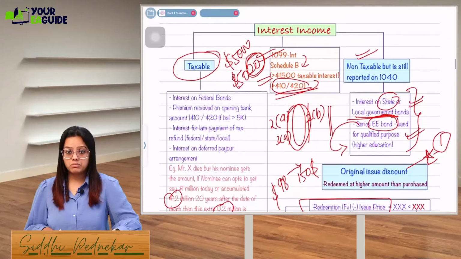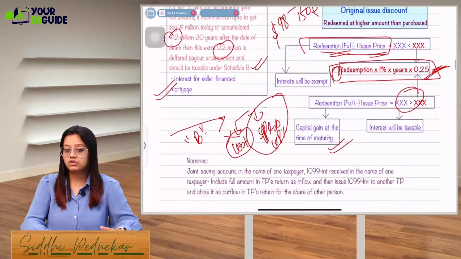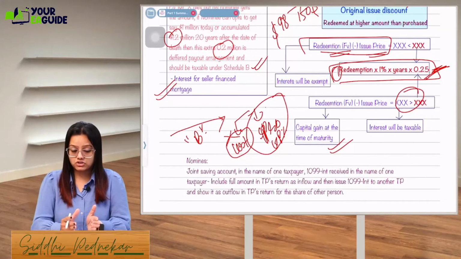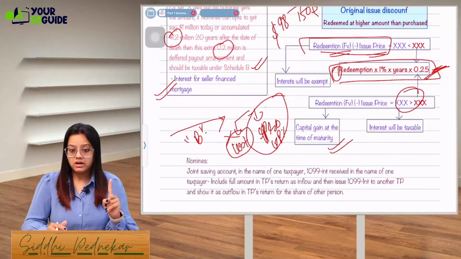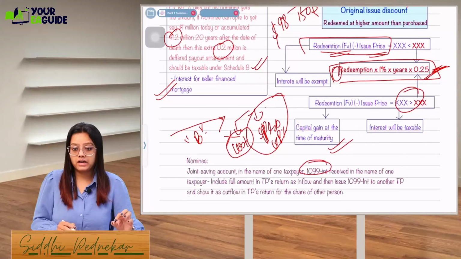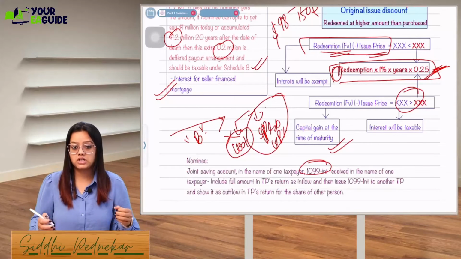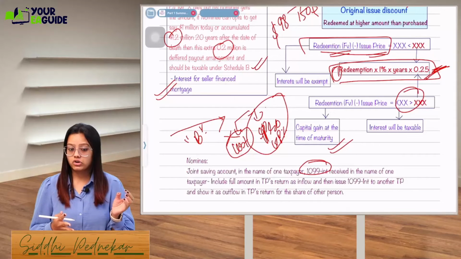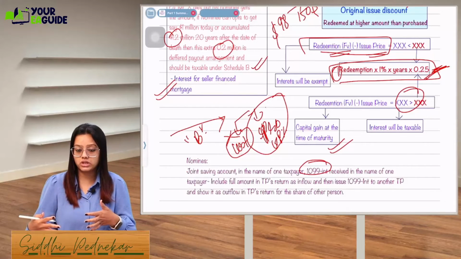Now here, one more thing I missed: in case of interest income, sometimes two people have an account as a joint account in one bank. It's called a joint savings account, in the name of one taxpayer, right? They are going to receive a 1099-INT for the interest income. So let's say me and my sister are holding the bank account jointly, and whenever they pay the interest, they will issue a 1099-INT in my name, because maybe I am the primary holder.